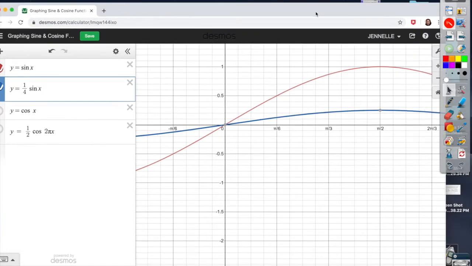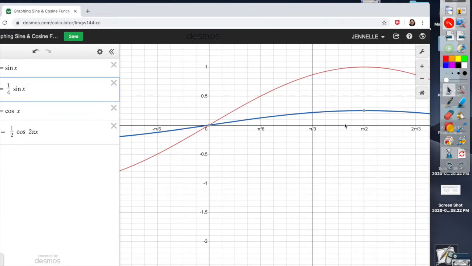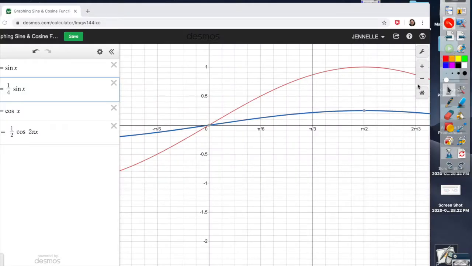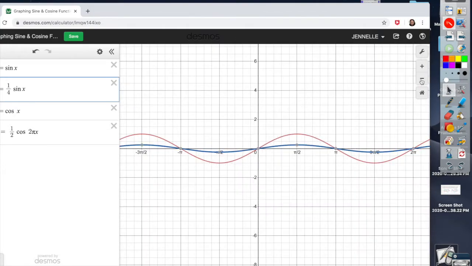1/4. So the maximum point here is 1/4. Perfect. But the period, the period I said was 2 pi. Okay, well, let's see what that means. That means 1 full cycle, and I think I'm going to have to zoom out here. 1 full cycle is 2 pi.